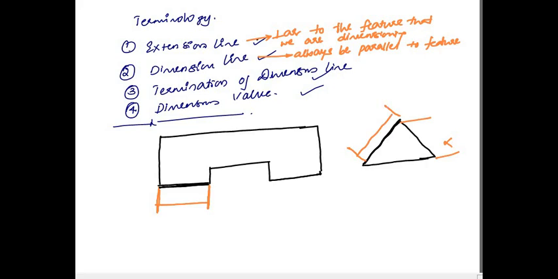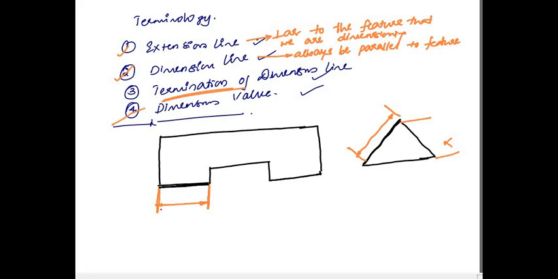Okay, so we are done with extension line, we are done with dimension line, and next comes the termination of the dimension line. This dimension line has to be terminated, and the standard that we are following is to terminate it with the arrowhead, a filled arrowhead. Same is the case here. There are different ways of terminating, but however we are following this as a standard. We have to terminate the dimension line with a filled arrowhead, and then comes finally the dimension value.